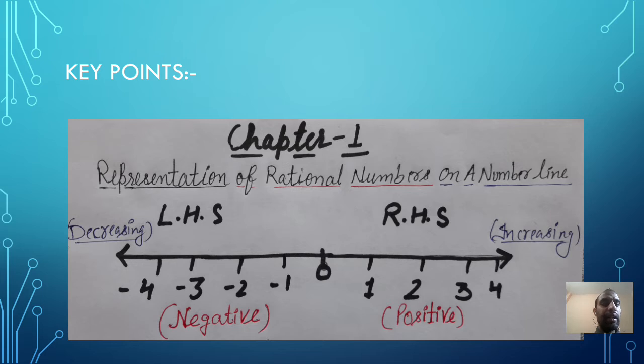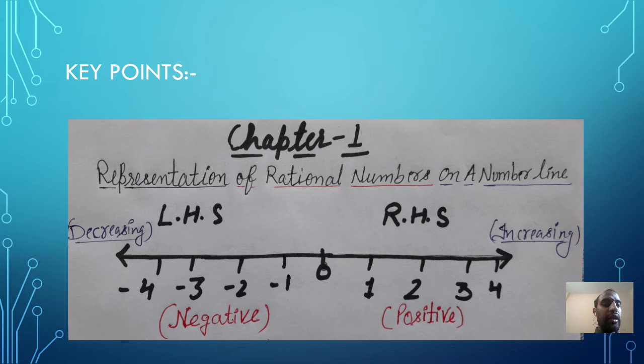So this is our number line and we are going to represent a number on the number line. Before representing any number, we must know some key points. You can see on the right hand side of 0, all the numbers are positive. And when we are talking about the left hand side, all the numbers are negative.